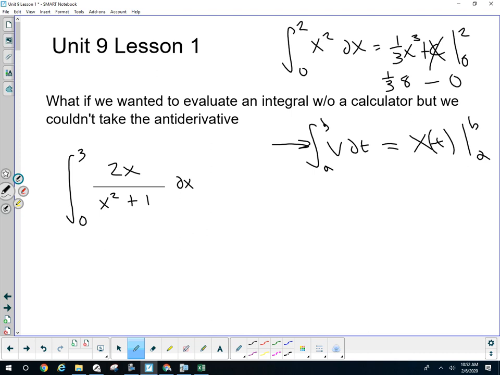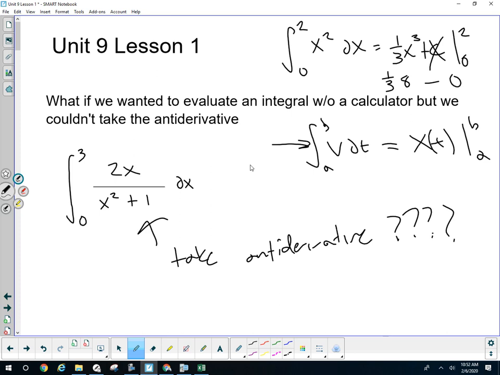If I asked you to do this, step 1 would be to try to take the antiderivative. And let's say we don't have a calculator. Well, right now, you don't know how to do that. By the end of this unit, you will be able to take the antiderivative. But for right now, you don't know how to take the antiderivative of that. We know that it's not going to be x squared over 1/3 x cubed plus x. That's not how antiderivative rules work. You can't just take the antiderivative of the top and the antiderivative of the bottom. It's not going to work.